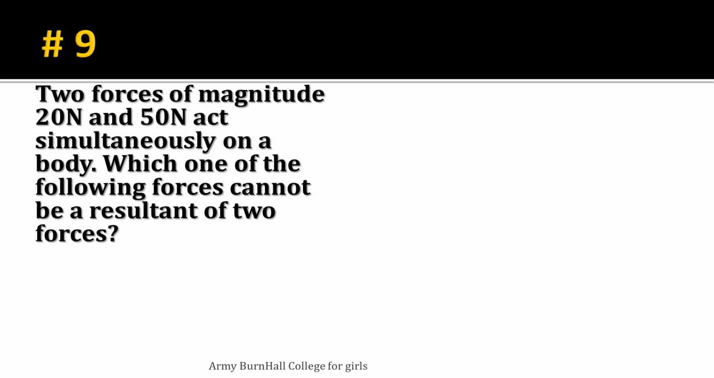Number 9, two forces of magnitude 20 Newton and 50 Newton act simultaneously on a body. Which one of the following forces cannot be a resultant of two forces? Option A 20 Newton, option B 30 Newton, option C 40 Newton, and option D 70 Newton. So two forces are there, 20 Newton and 50 Newton, and they are asking which force cannot be the resultant. So how are we going to find it out?